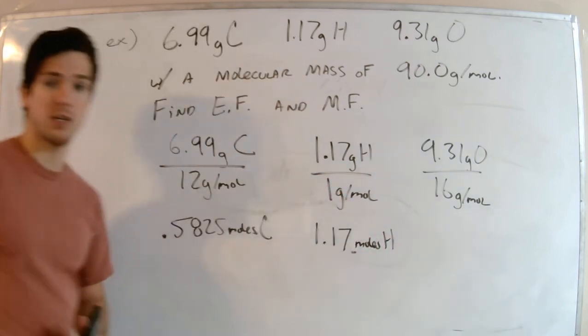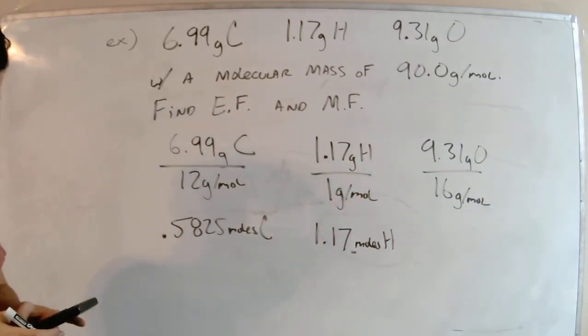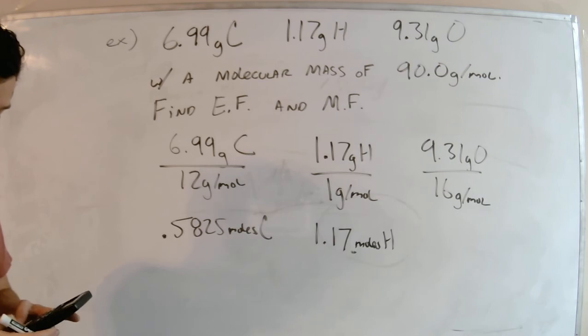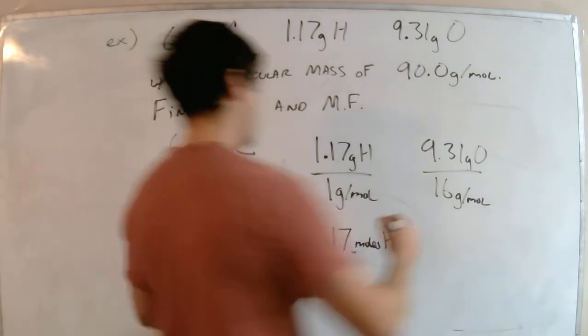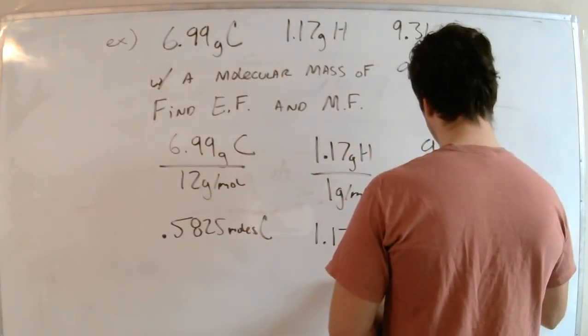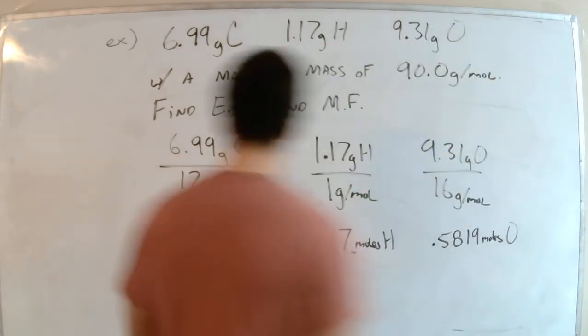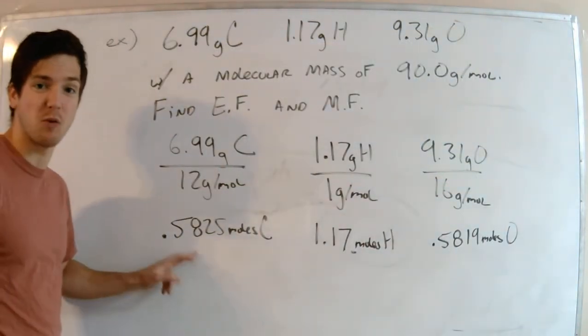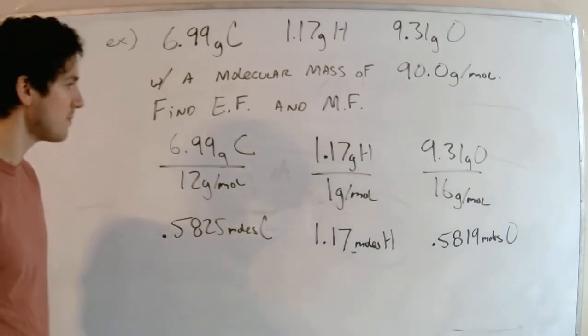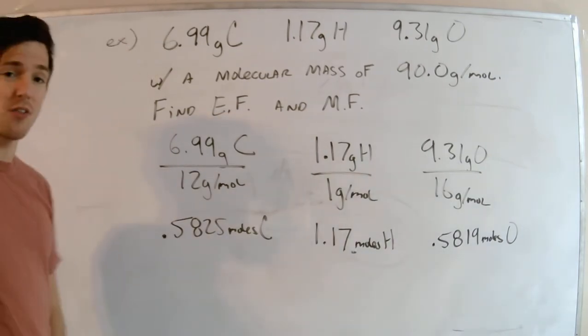Moles of hydrogen. And then that last one, 9.31 divided by 16, gives me 0.5819 moles of oxygen, which is pretty close to this one. So we're probably going to have a 1-to-1 ratio there. Step 2 is done. I've gotten all these to moles.